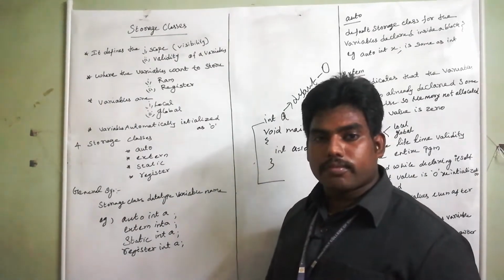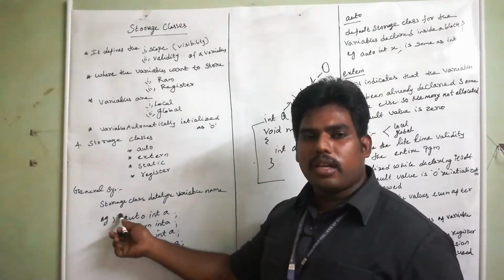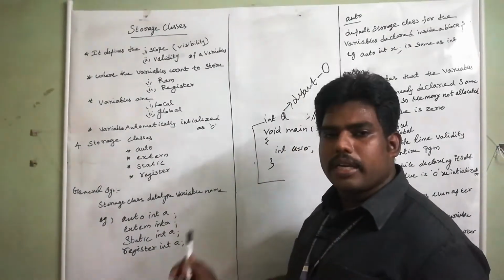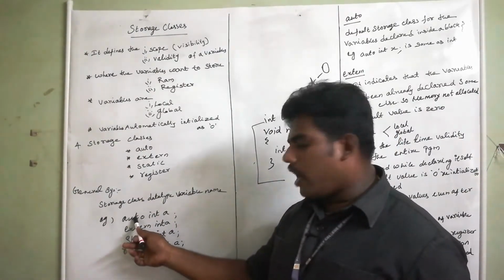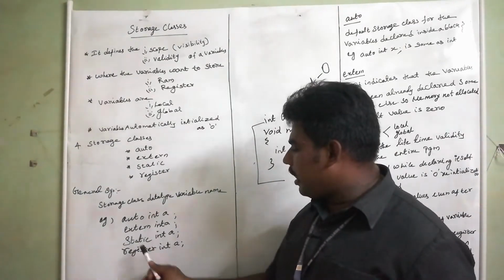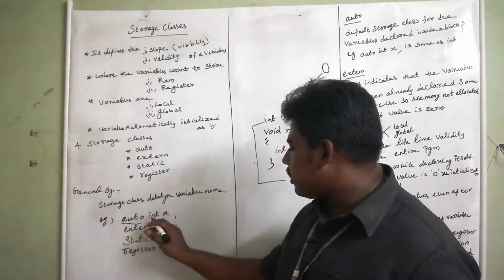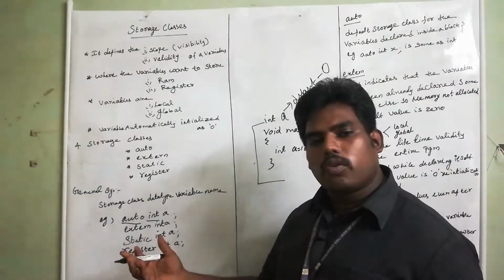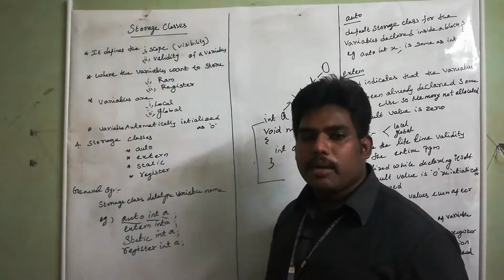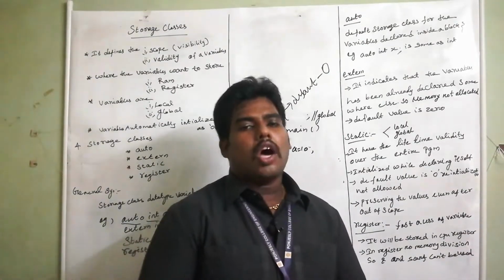How do you use these storage classes? Use this general syntax: storage class, data type, then variable name. That means first auto, then data type is int, then the variable. Extern int a, static int a, like that. First we write the storage class, then which data type you want to use, float, char, anything. Then your variable name. This is the way you declare the storage classes. Now we can see one by one.